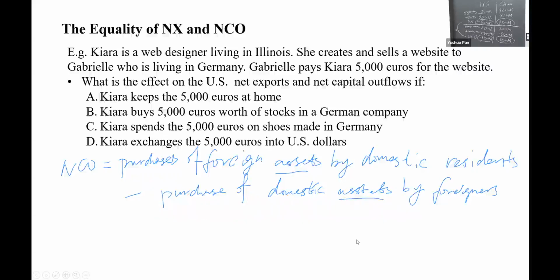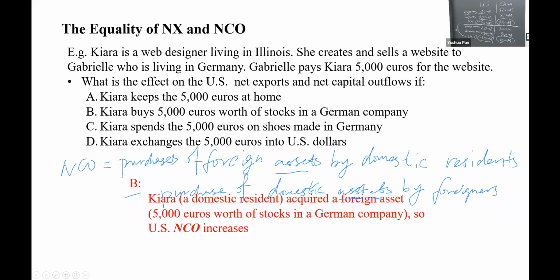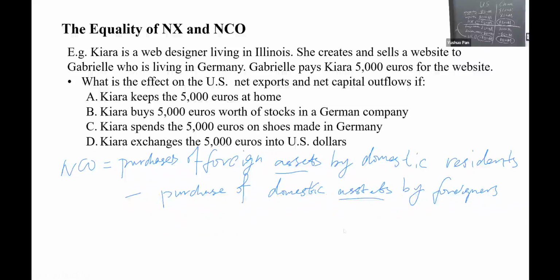What about B? The same as the last one, right? As I said, the asset could be currency, like for A it is currency. But for B it is stocks or bonds, that's still asset, no difference. So B acquires foreign assets, so US NCO increases because the first element is going up. How about C? Remember the net exports and the NCO equal each other. If NCO goes up, then net exports of course go up because they usually equal each other.